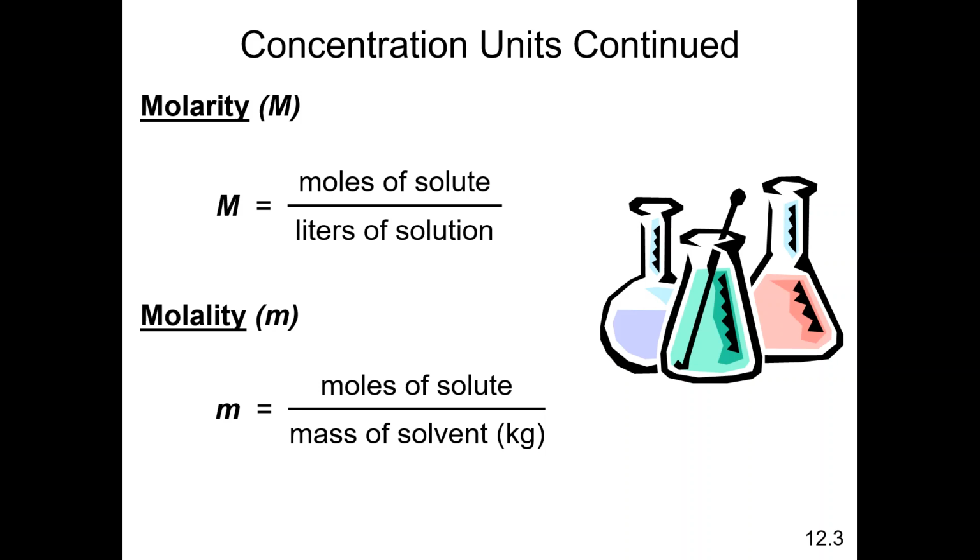Molarity is the moles of solute per liters of solution, while molality is the moles of solute per mass of solvent in kilograms. So that's the difference, in fact, shown here. In the denominator of the molarity equation, it gives you liters of solution. That's in the formula. Whereas in the case of molality, in the denominator, you have the mass of the solvent expressed in kilograms.